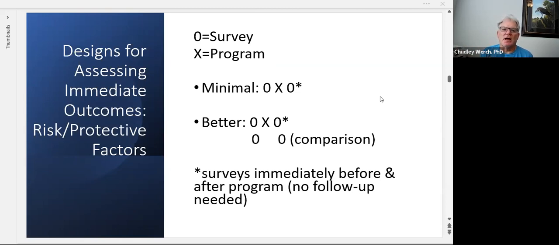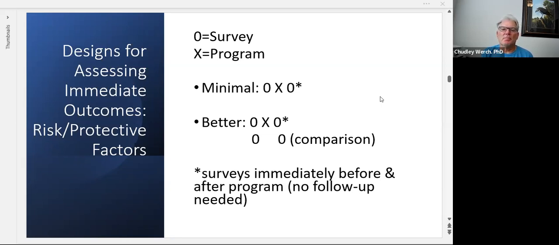A better design is listed below, where you've got one group of youth given a pre-test, the PPW program, and a post-test, and another similar group of youth given a pre-test and a post-test, but no program. So that becomes your comparison group. That becomes a stronger design because you're able to compare a group that gets the program with a group that doesn't get a program.